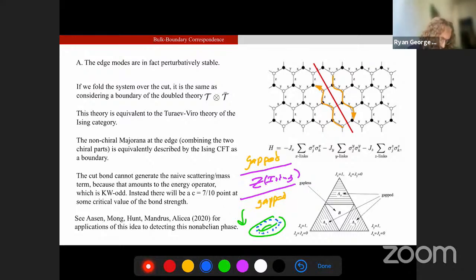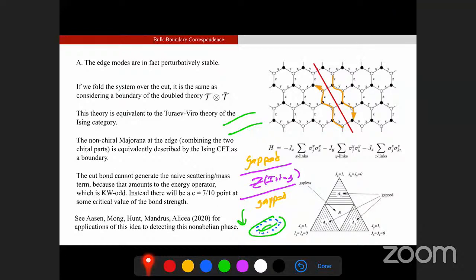Yeah, I agree. So that's a slightly different setup because I don't want to put the chiral theory in the middle. I want to put the folded theory, right? I want to think about folding it. Then I map to the question of boundaries of Turaev-Viro, and then I consider the slab of that thing. Okay. But yeah, I agree.